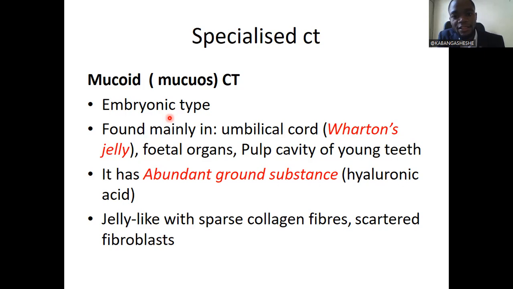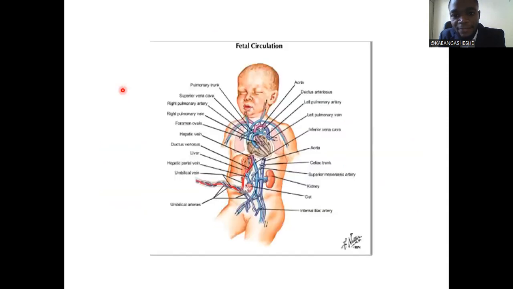So the umbilical cord has 3 vessels: 1 artery and 2 veins. Now, these 3 structures are within the cord, and this cord has a jelly-like substance known as Wharton's jelly. So Wharton's jelly is simply mucoid connective tissue. Once a fetus is born, we no longer have any mucoid connective tissue in the body. The only part in an adult where you can find mucoid connective tissue is the intervertebral disc.